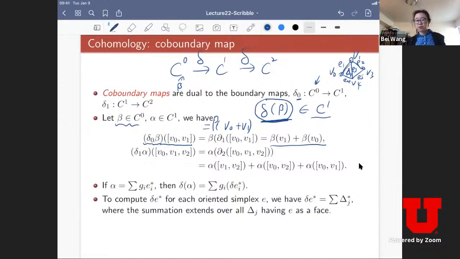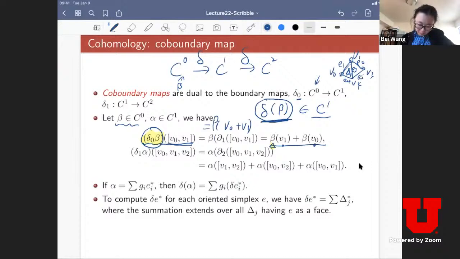Okay. So what does this mean? This means that evaluating delta beta, which is an element over a one-dimensional cochain, is equivalent to evaluating beta over the boundary of this edge. So the function value of this entire function operating on an edge is equal to the function of beta operating on the boundary of this edge.